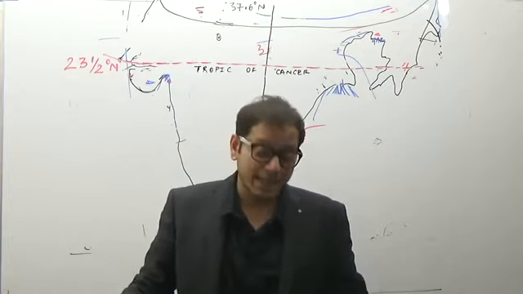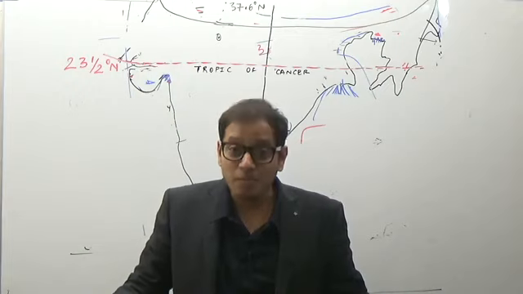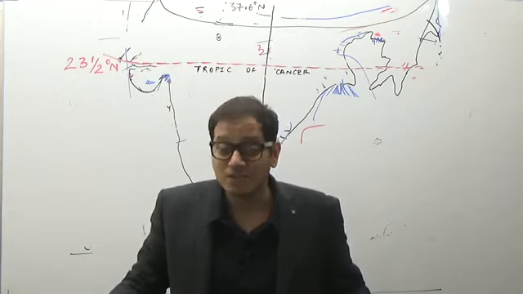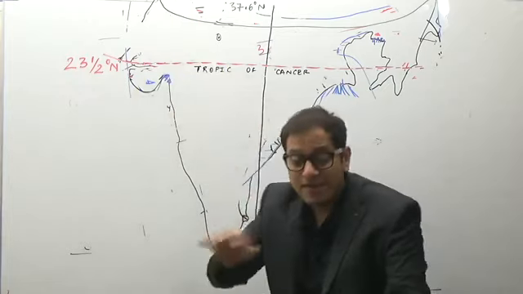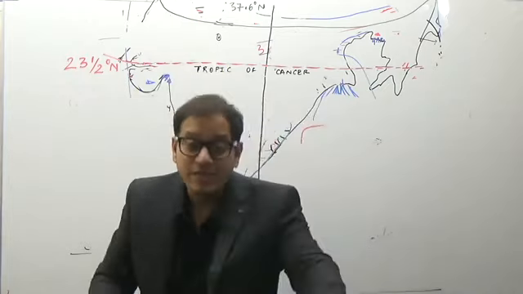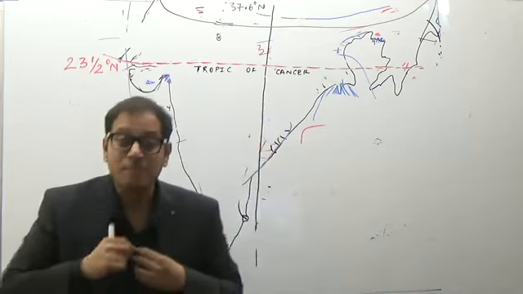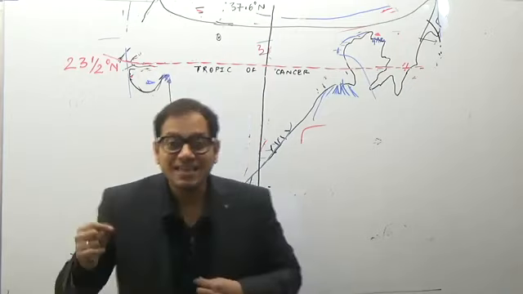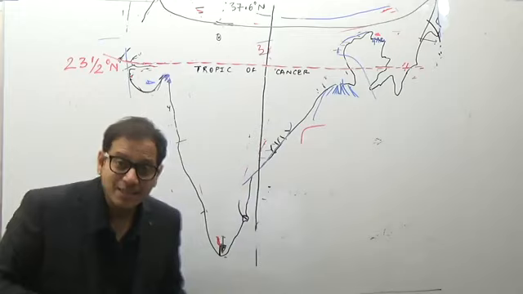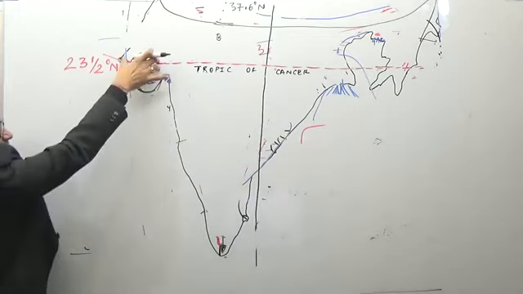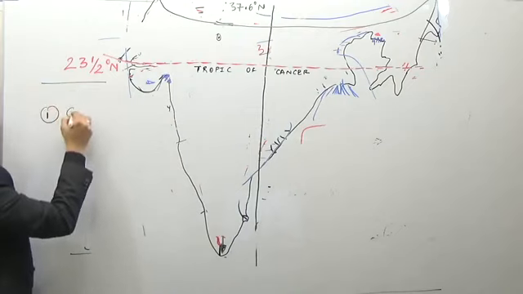So come here again. In India, the Tropic of Cancer divides India into two parts. What are these two parts? The northern part and the southern part. When I say it divides India into two parts, obviously it should be passing through some of the states, and these are the states you should be knowing. So what are the states through which the Tropic of Cancer passes? The first state is Gujarat.